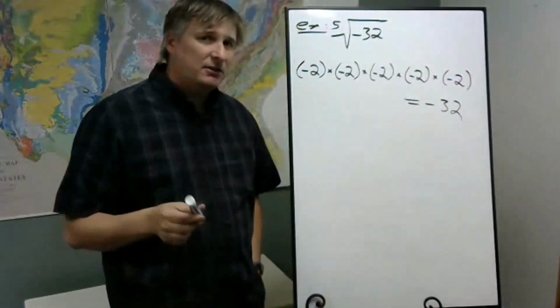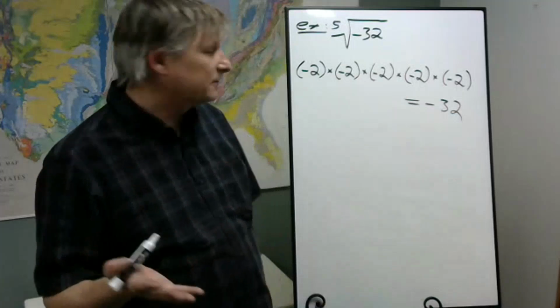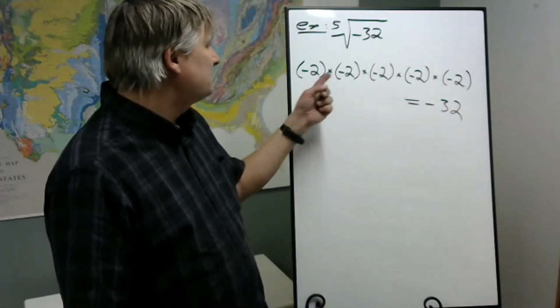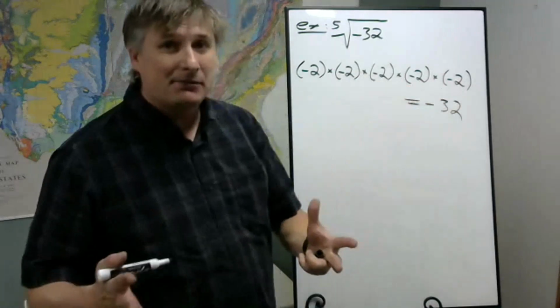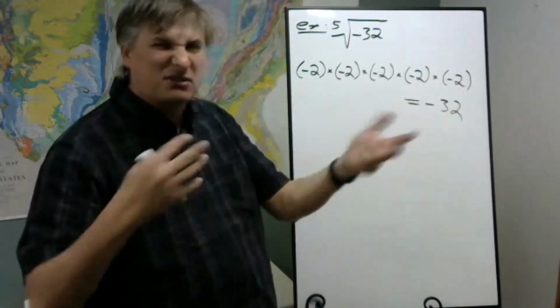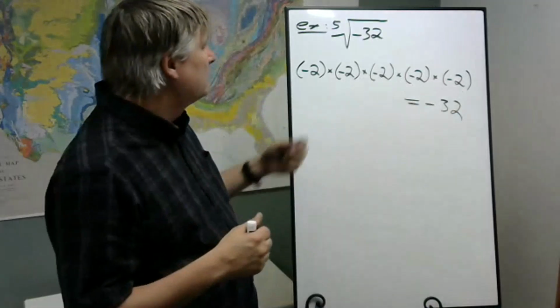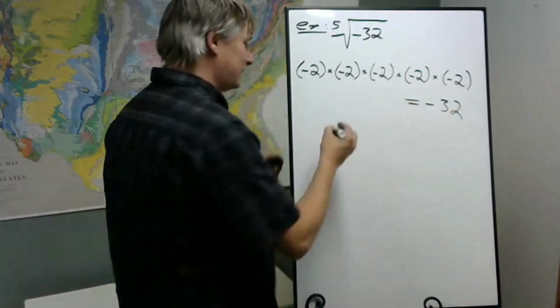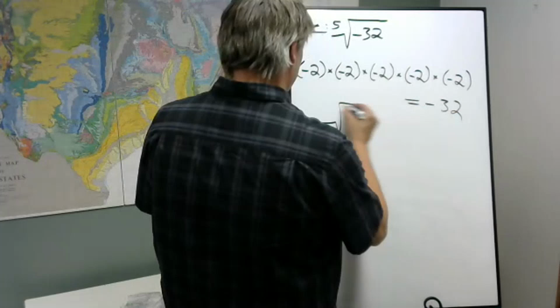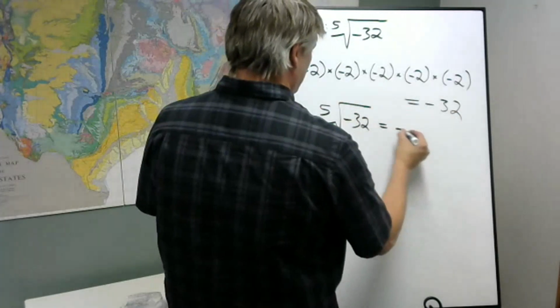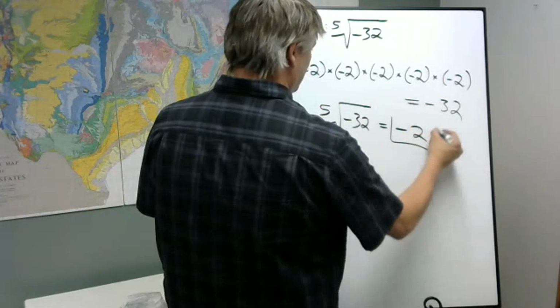If you take 5 negative 2's and you multiply them all together, they're equal to negative 32. So that means since each one of these is exactly the same, they're all negative, there's not a positive one in there. They're all negative, and they're all 2's, negative 2's. We can take the fifth root. So the fifth root of negative 32 is negative 2.